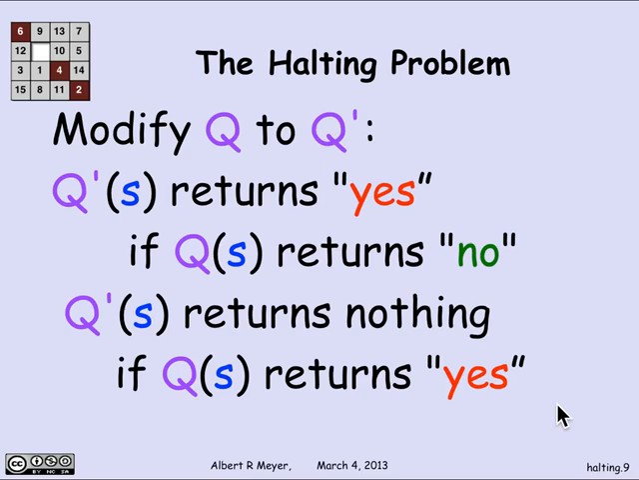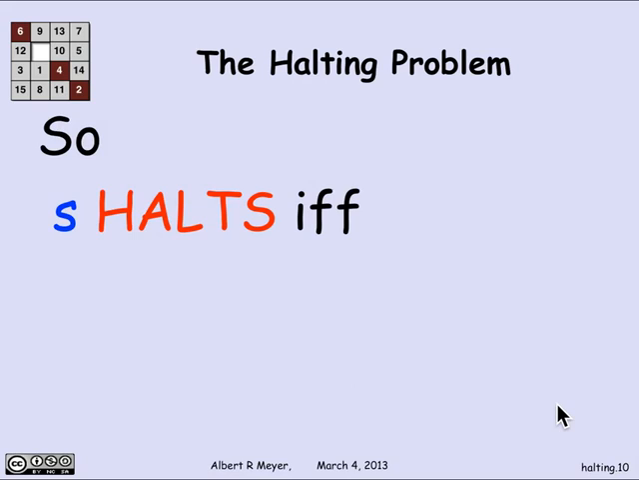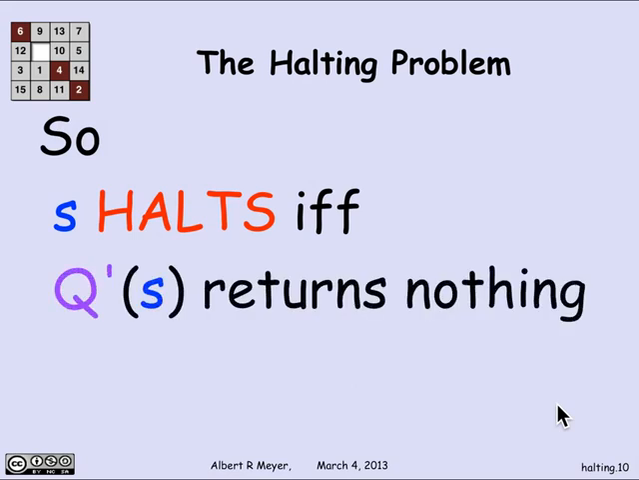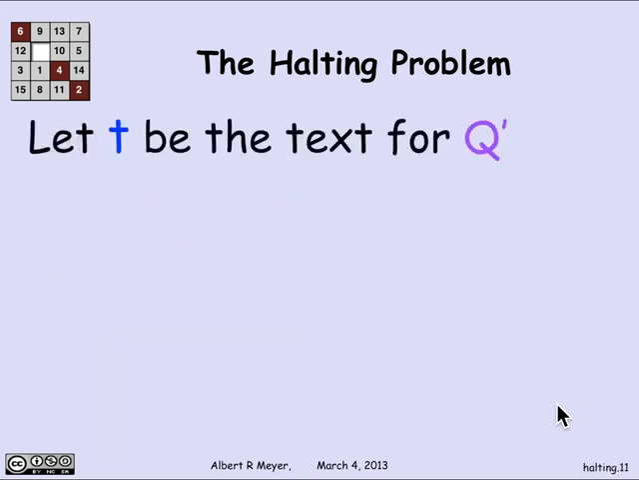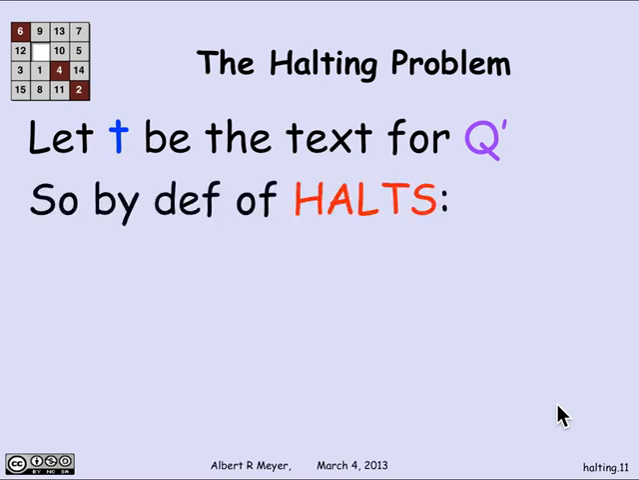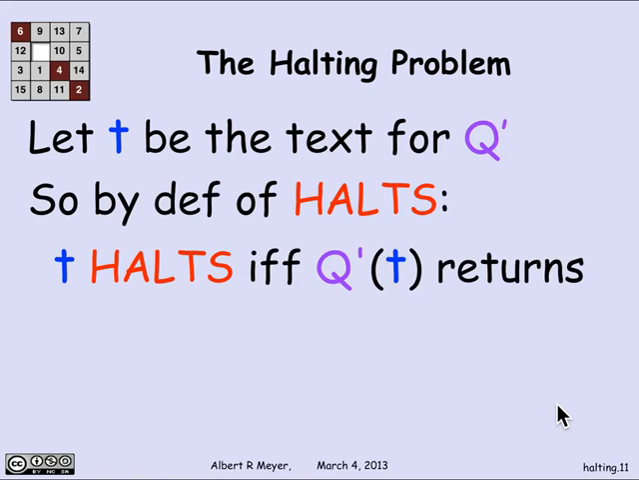Let's crank through the consequences of these definitions. So S halts means Q prime of S returns nothing. That was the way we defined Q prime of S. Now, let's let T be the text for Q prime. If Q is a procedure, then surely we can tweak this procedure Q to get the procedure Q prime. So Q prime will have a text that describes it. It'll be the ASCII string that defines Q prime. Let's let T be that ASCII string. What do we have? Then by definition of halts, T halts if and only if the procedure that T describes, namely Q prime, applied to T, returns a value successfully.